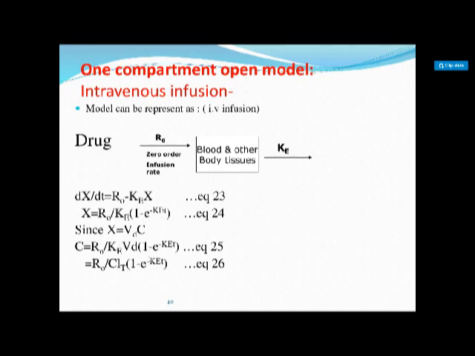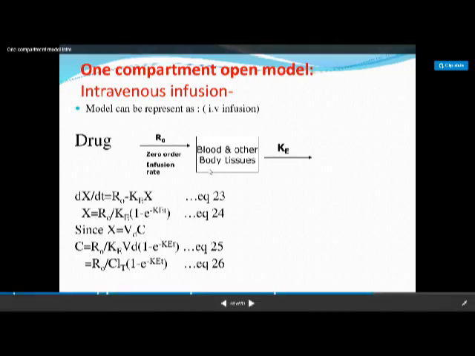Now this is the diagram. In IV bolus we have studied that the process is very fast, the administration is within 2 to 3 minutes, so we did not consider the rate of absorption. But in this case, R0 is the rate at which the drug is going to be absorbed into the blood and other tissues, and Ke is the elimination rate constant.